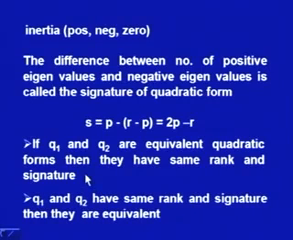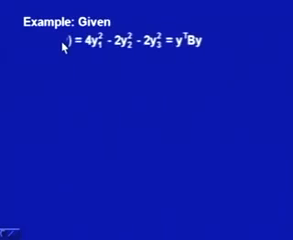These are easy to prove. This result is easy to prove. Then the next result is that if Q1 and Q2 have the same rank and signature, then they are equivalent. This is just the converse of this. Let us illustrate this with an example.